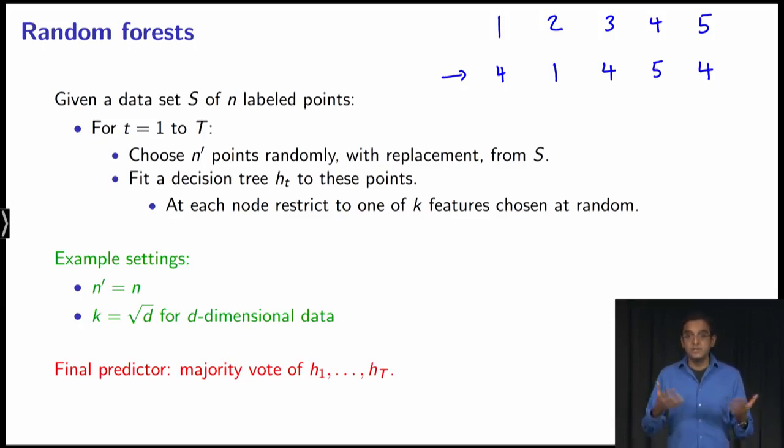Anyway, using these two types of randomness, we get a collection of T trees that are all quite different from each other. Now, when it's time to predict the label of a new point x, we just run it through all the trees, get each tree's vote, each tree's label, and take the majority vote.